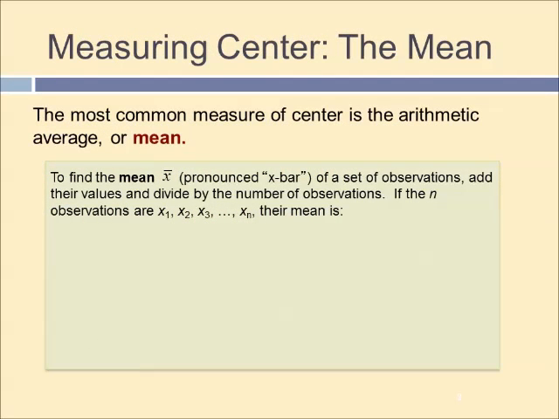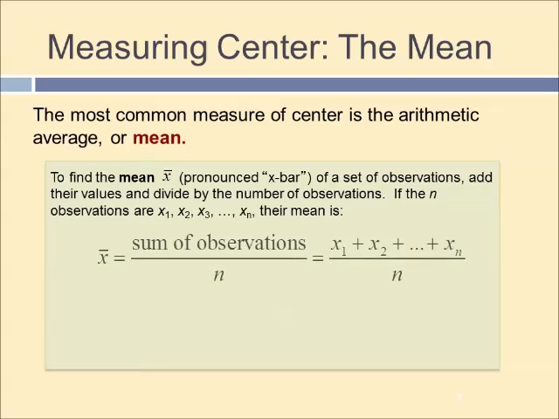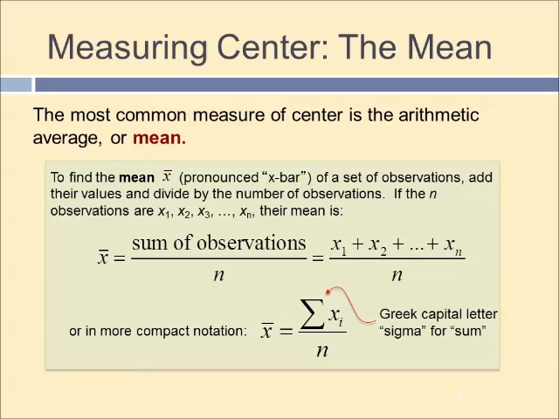The most common measure of center is the arithmetic average, or mean. To find the mean of a set of observations, which we pronounce x bar, you simply add the values and divide by the number of observations. So x bar equals the sum of the observations divided by the number of numbers, n. Or in more compact notation, we write this as x bar equals sigma x divided by n. The sigma is the capital Greek letter sigma, which stands for sum. It simply means add a bunch of things.